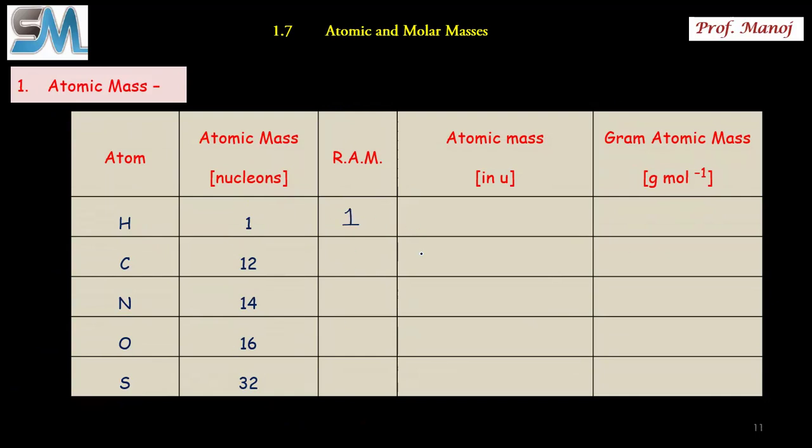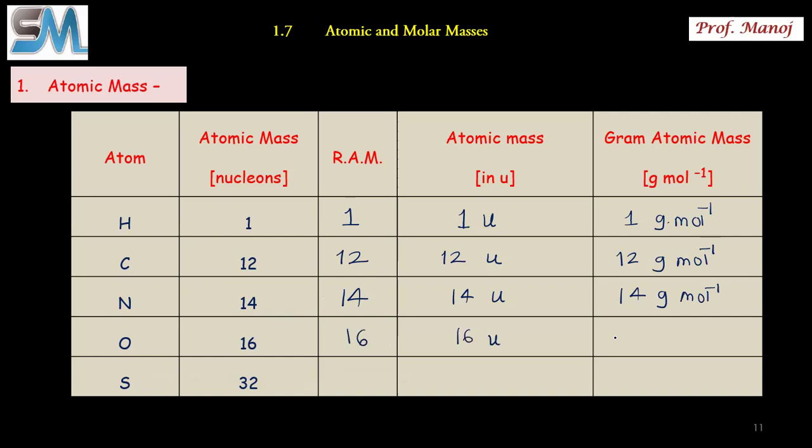Relative atomic mass is going to be 1. Atomic mass is going to be 1 U. Gram atomic mass is going to be 1 gram per mole. So for carbon, it's going to be 12. 12 U. 12 gram per mole. For nitrogen, it's going to be 14. 14 U. 14 gram per mole. For oxygen, 16. 16 U. 16 gram per mole. Sulfur, 32. 32 U. 32 gram per mole.